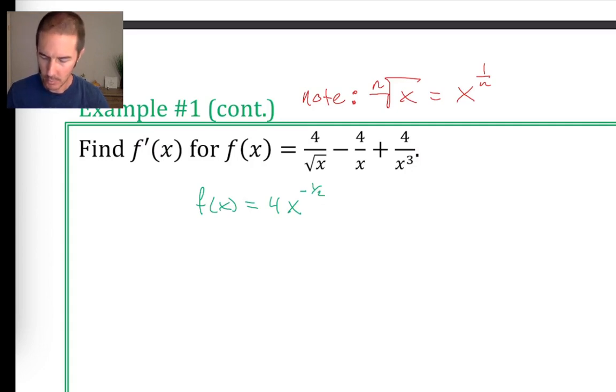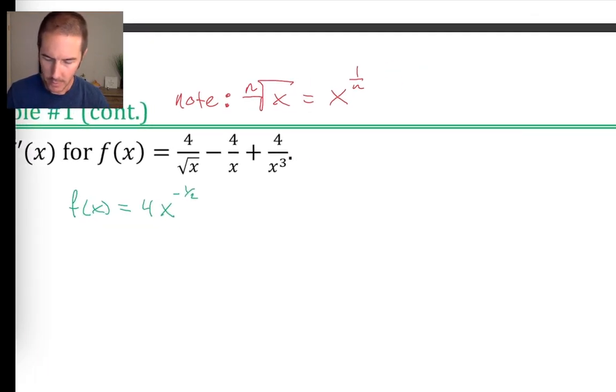Another thing that you learned as part of that topic was that, let's go with, 1 over x to the m is equivalent to x to the negative m. So that allows me to bring my variable up into the numerator.